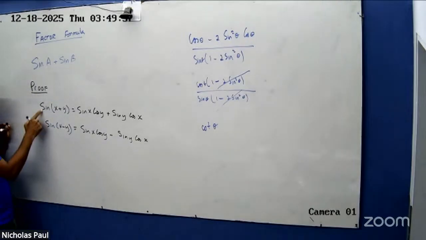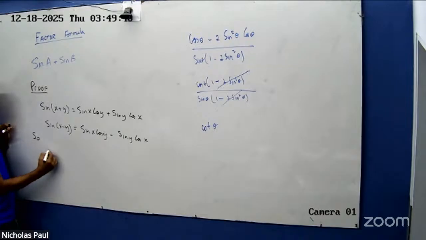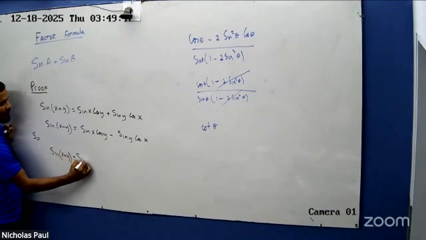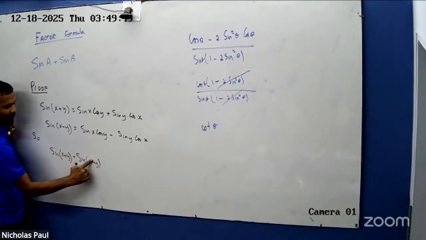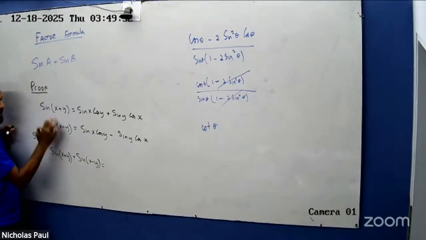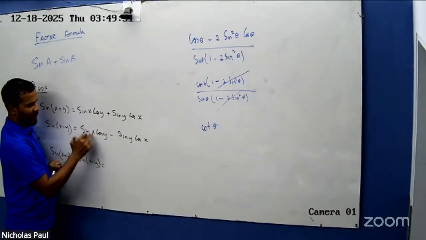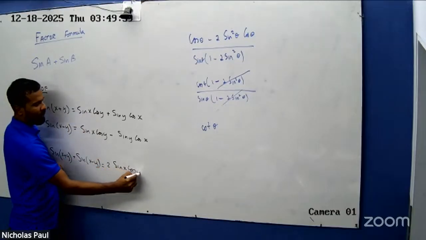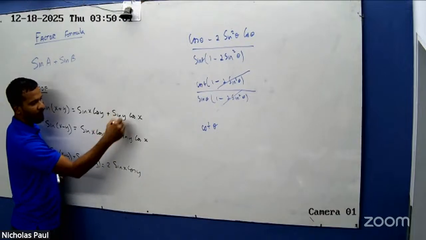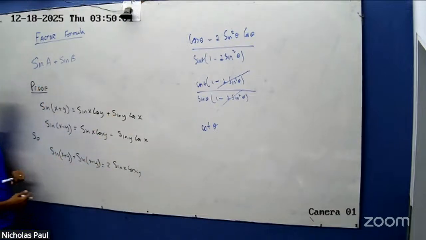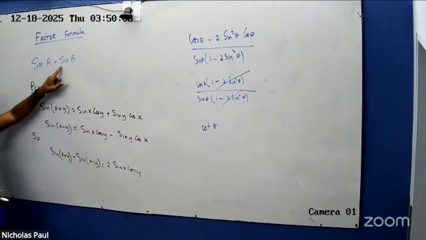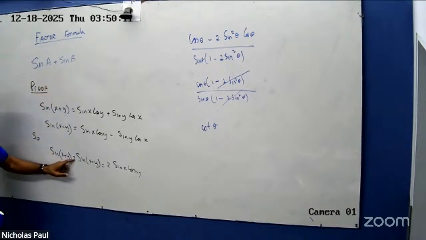What would happen if I add these two? What would happen if I add sine x plus y and sine x minus y? If I add these two, I'll get this plus this, which is 2 sine x cos y. What would I get here? Cancel, right? Are you okay with that? So I am trying to develop a formula for this, sine A plus sine B.